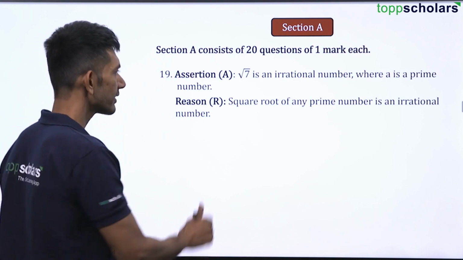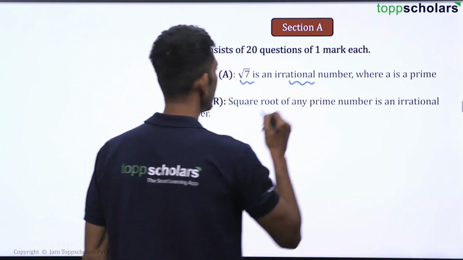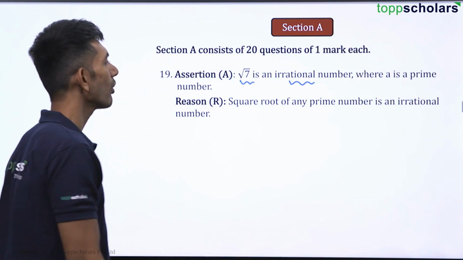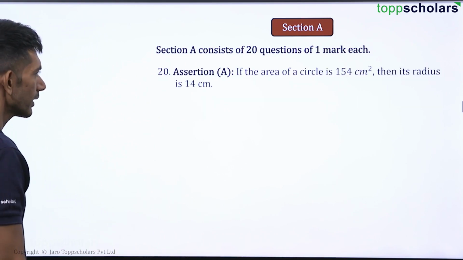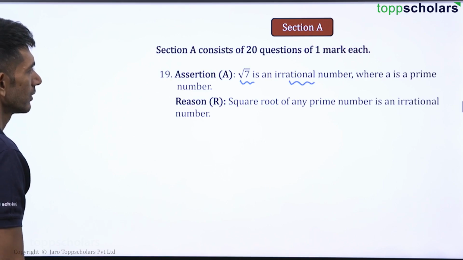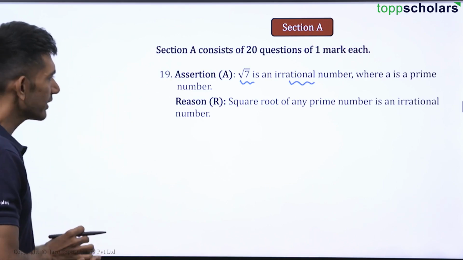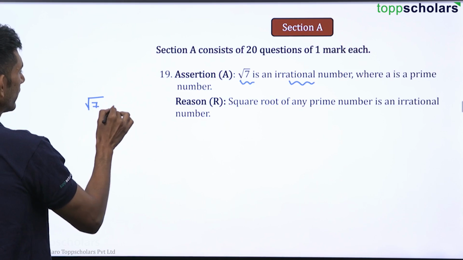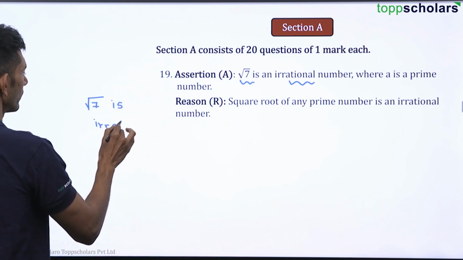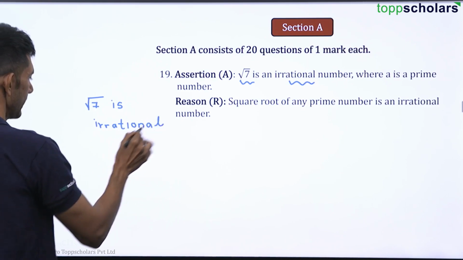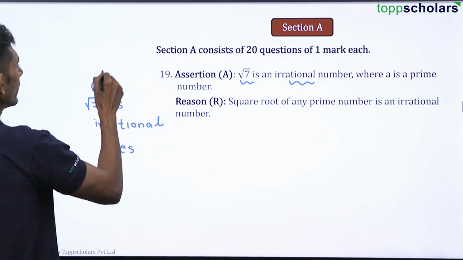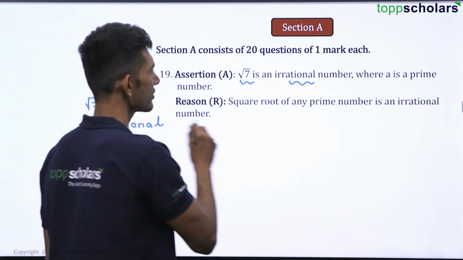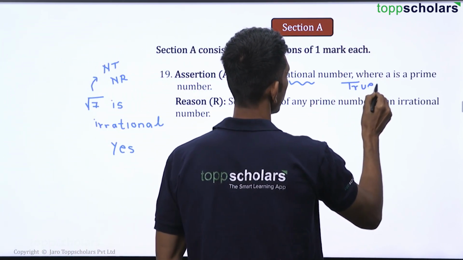So see the statement. The assertion is that root 7 is an irrational number, where 7 is a prime number, and the reason is square root of any prime number is always an irrational number. Okay. So let's try to understand the statement here. Root 7 is irrational. Is it true? Yes, it is true. We know that root 7 is non-terminating and non-recurring. So can I say the assertion over here is definitely true.